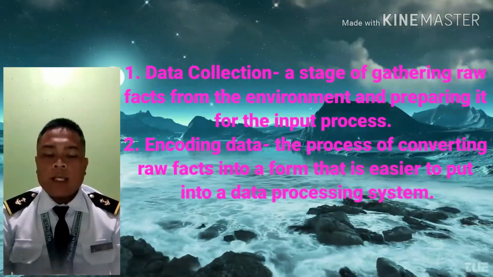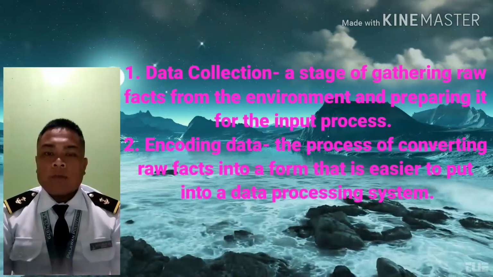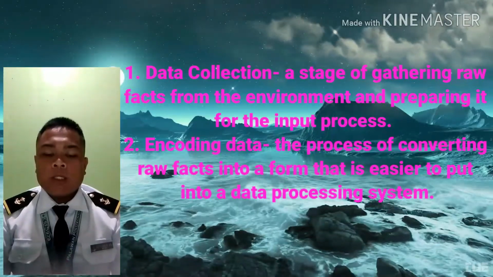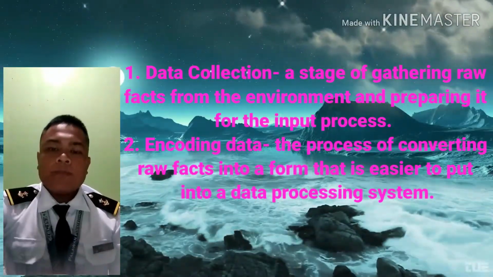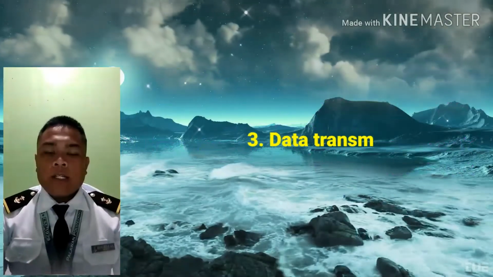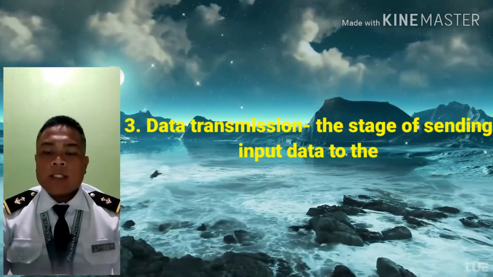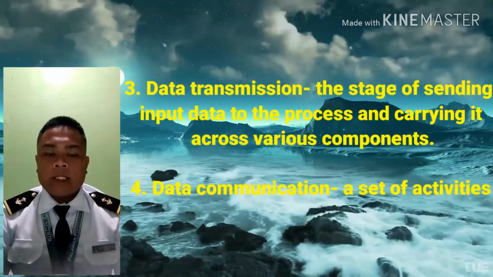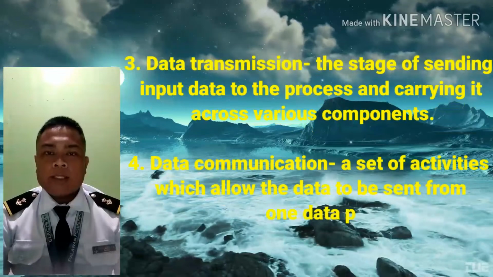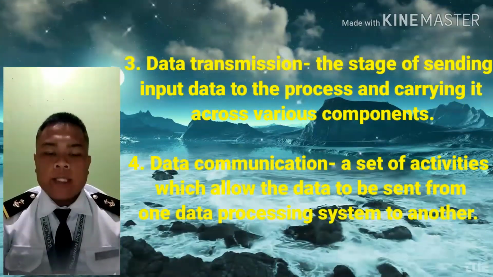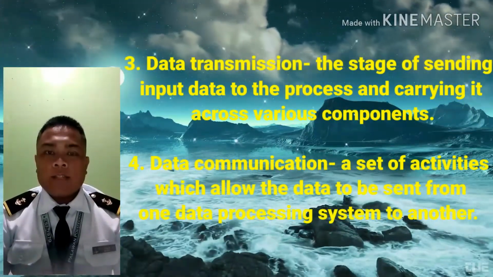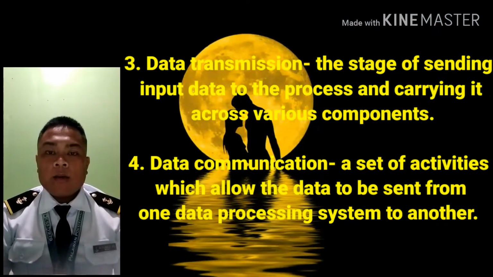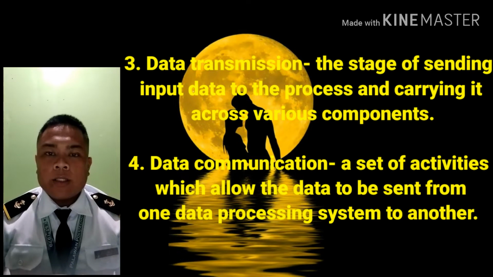The second is encoding data, the process of converting raw facts into a form that is easier to put into a data processing system. The third is data transmission, the stage of sending input data to the process and carrying it across various components. And the last but not the least is data communication, a set of activities which allow data to be sent from one data processing system to another.